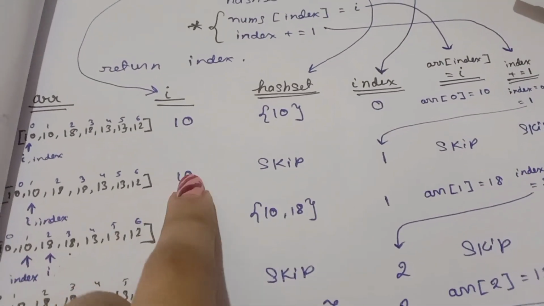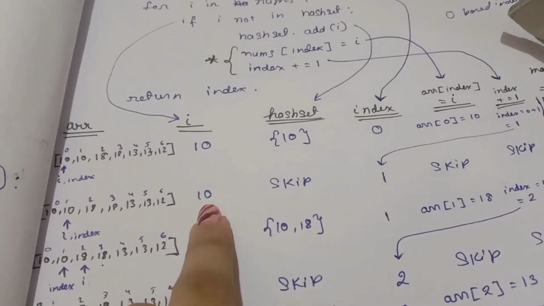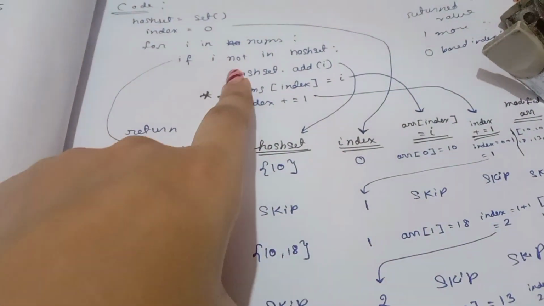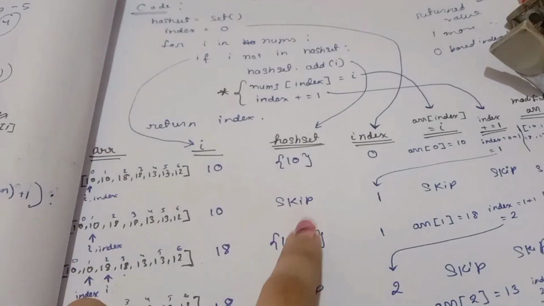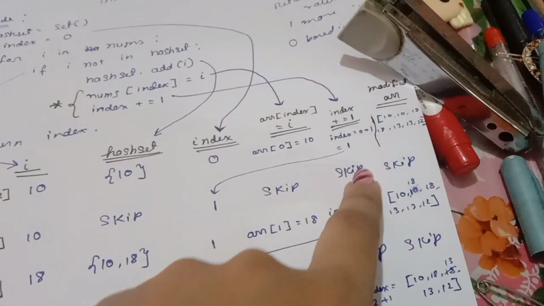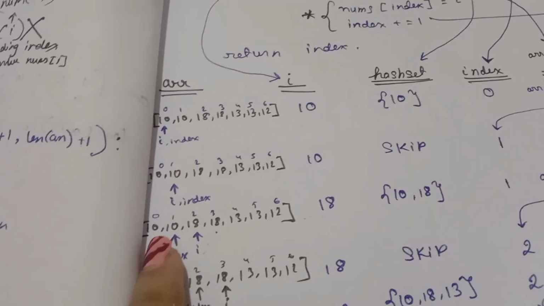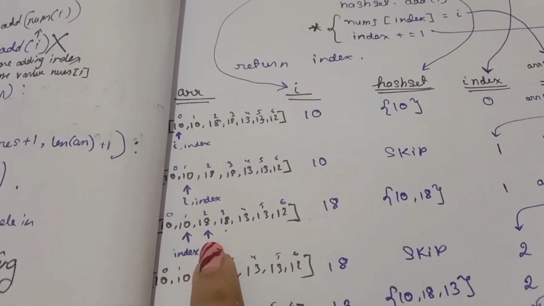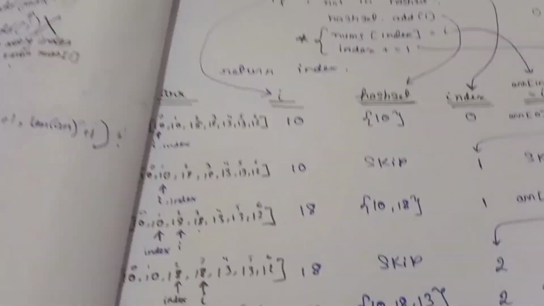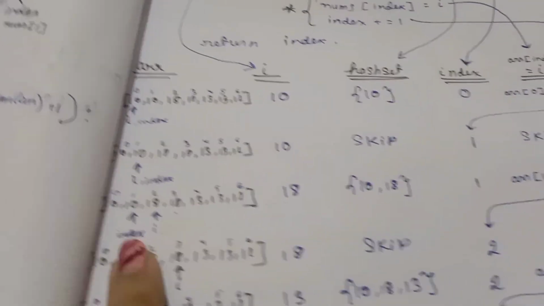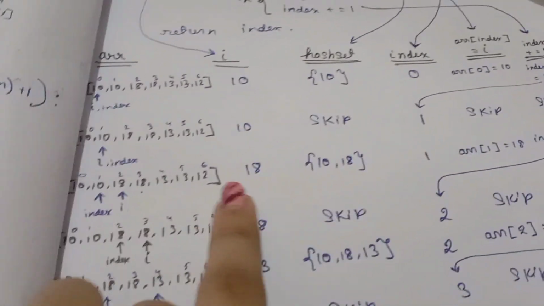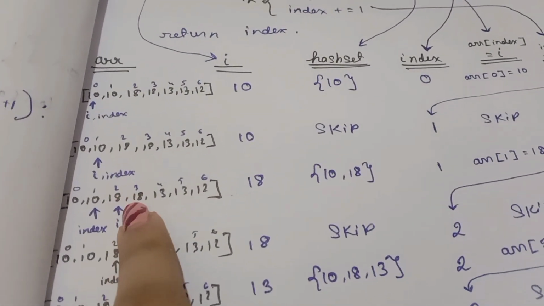So like that we again perform the check on the I value, but here we cannot enter into this logic because it is already present in the hash set. So the I value remains the same and all this operation is getting skipped. For the third iteration, I is incremented because of the for loop, but index is not incremented, it is not incremented yet. So the next element is 18.